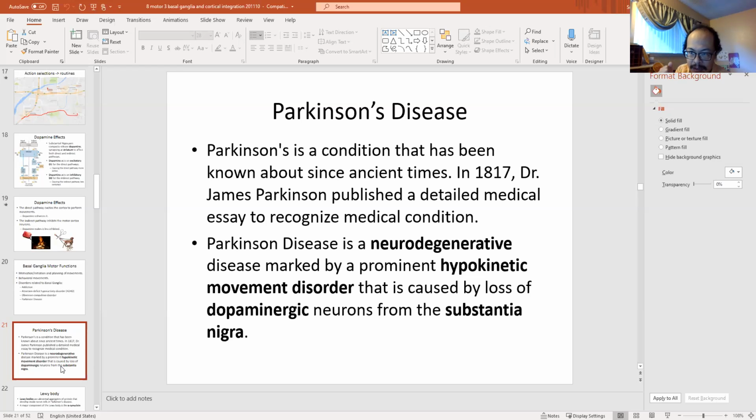The direct pathway is discouraged. The indirect pathway is enhanced. So all thoughts are inhibited by the basal ganglia. Even though they know they need to do it, they can't do it.